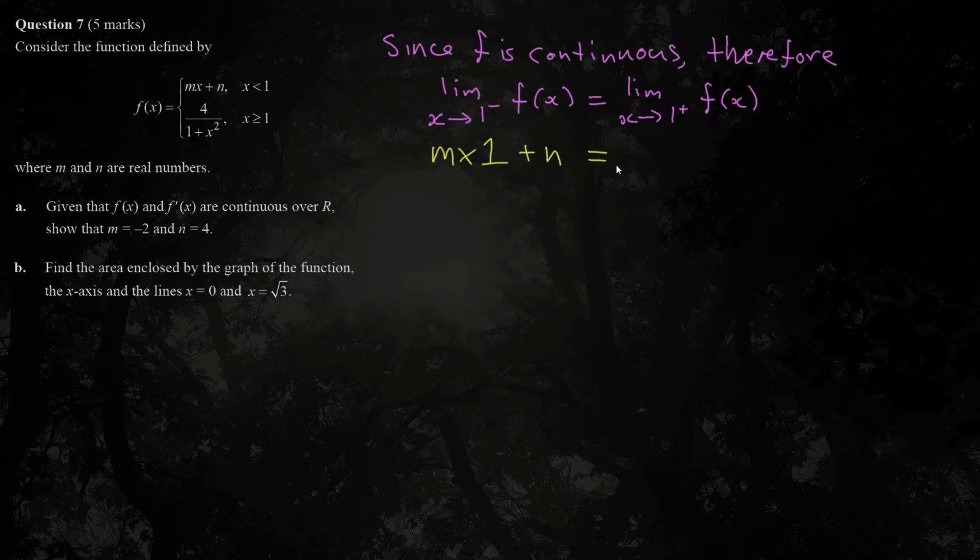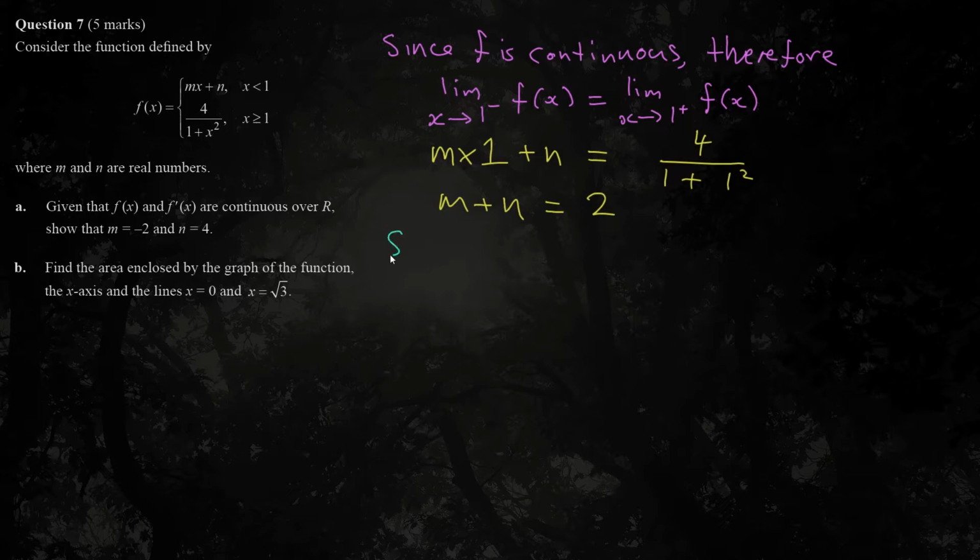On the right-hand side, we proceed similarly, so we just take this expression and plug x equals 1 into here. And so we get 4 over 1 plus 1 squared. And so we can clean this up a little bit. Let's put m plus n here. On the right-hand side, we obviously have 4 over 2, which is just 2. And so this is our first constraint on these numbers we're trying to find.